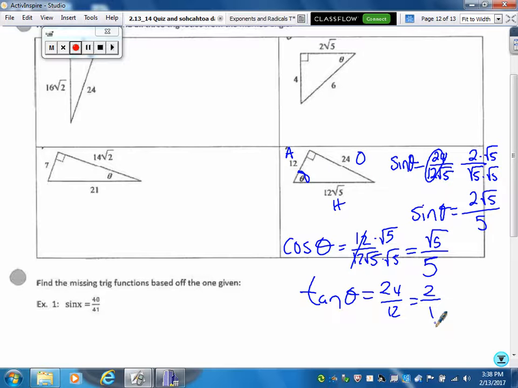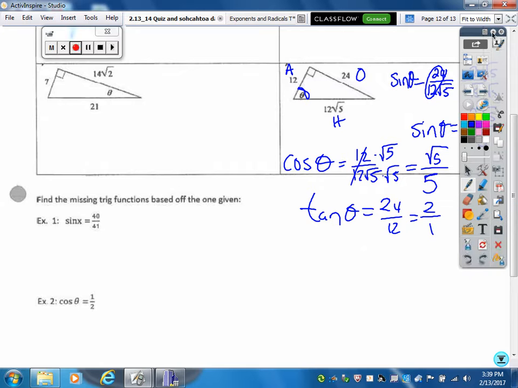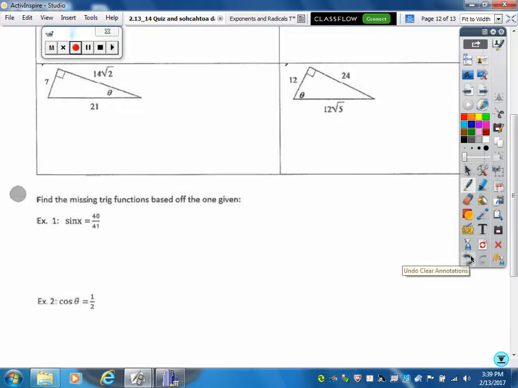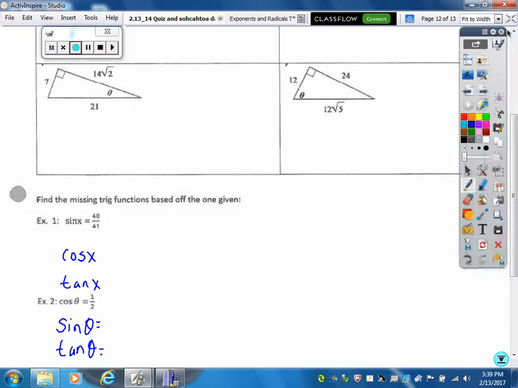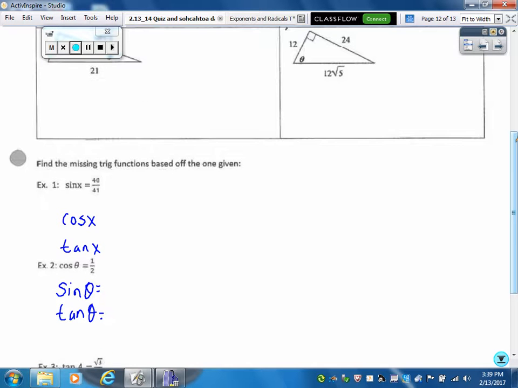Okay, so next problem looks a little bit more complicated. I want you to write all the missing trig functions. So I give you sine. That means we still need cosine, and we need tangent. If I gave you cosine, then I'll need sine still, and tangent, and so on and so forth. So what we did is I've only given you 2 of the sides, and we need 3 sides really, because we need an adjacent, a hypotenuse, and an opposite.